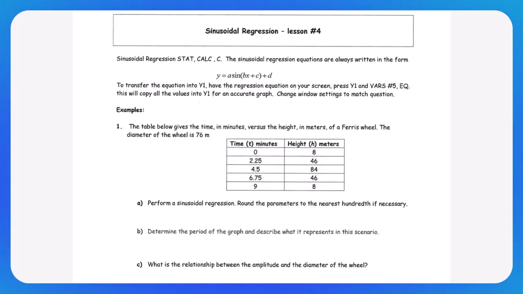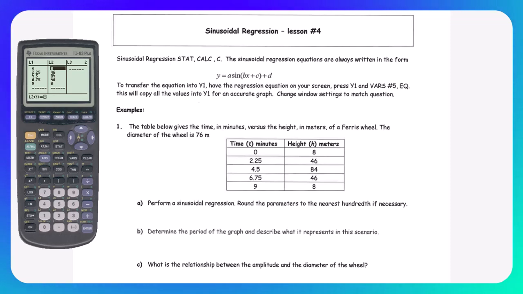So for sinusoidal regressions in a TI calculator, we're going to be using the features stat, calc, and C. And it's going to give us a sinusoidal regression, and it's always going to be written in this form of y equals a sine bx plus c plus d. And you're going to be wanting to make sure that you can put that in the Y1 or Y equals button so that we can graph it. And we are going to be using VARS, number 5 equation on that. There's other ways to use the VARS button to get the variable there, and we'll look at that option as well.